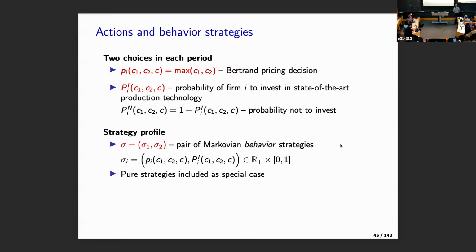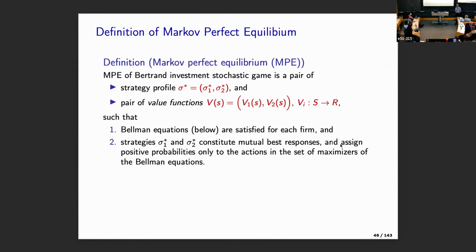All right, so here we have the two choices. And as I said, we're not going to think about the price choice at all, but the strategy profile is a pair of strategies where each strategy is defined as the choice of the investment action probability and the price. And coming back to the standard definition of the Markov perfect equilibrium: the equilibrium is a pair of the strategy profiles and the value functions such that each agent is maximizing their intertemporal behavior and also doing that as part of mutual best responses.